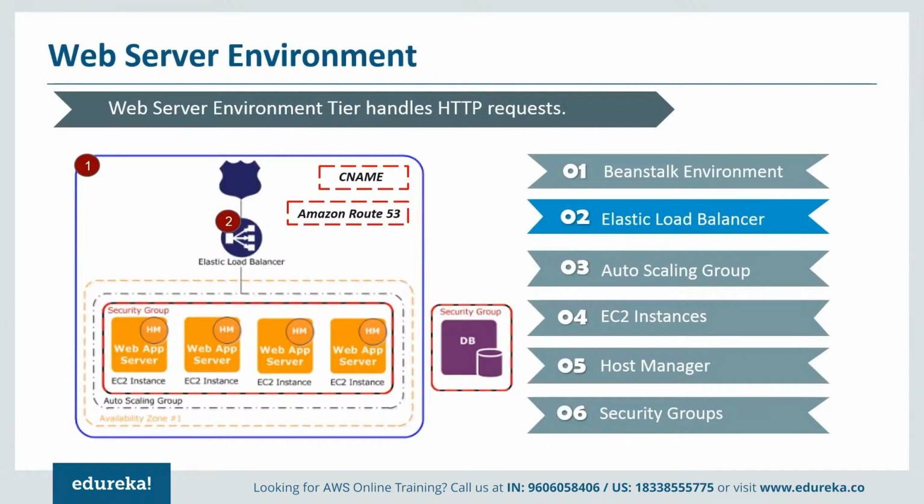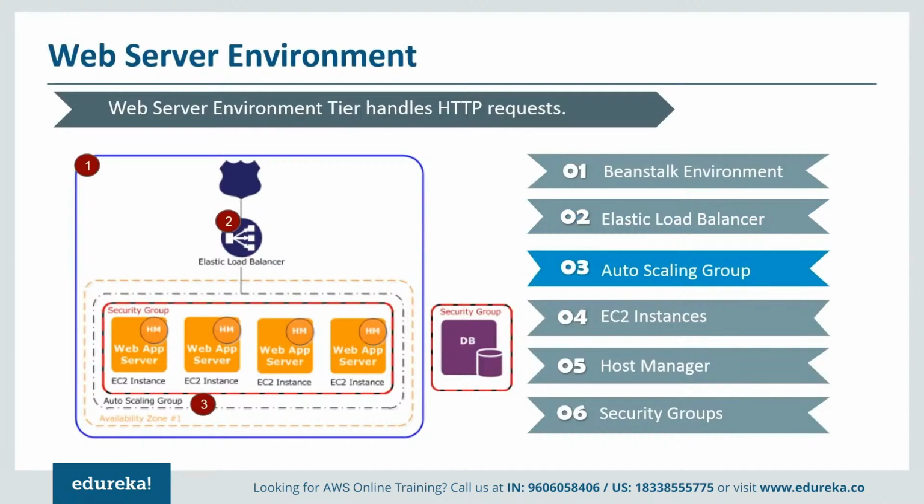What actually happens is, when you launch an environment, a URL is created and this URL in the form of a CNAME is made to point to the Elastic Load Balancer. CNAME is nothing but an alternate name for your URL. So when your application receives requests, all these requests are forwarded to the Elastic Load Balancer, and this load balancer distributes these requests among EC2 instances of the auto scaling group.